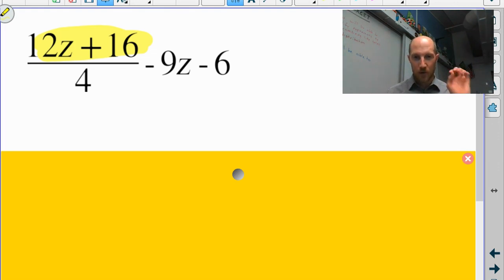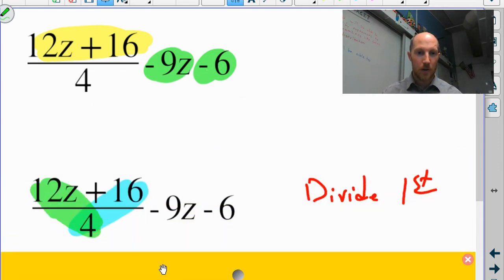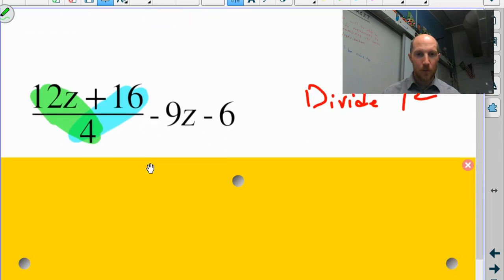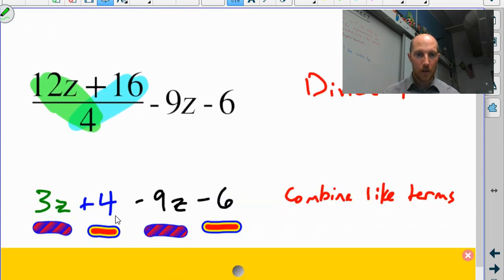My order of operations says that division happens before subtraction or this other subtraction. So division is the first thing I need to do. So I'm going to take the two terms there in the top part and divide them each by 4. 12z divided by 4 will be 3z. 16 divided by 4 gives me 4. Bring down the minus 9z, bring down the minus 6.